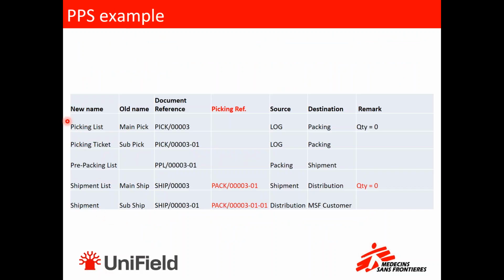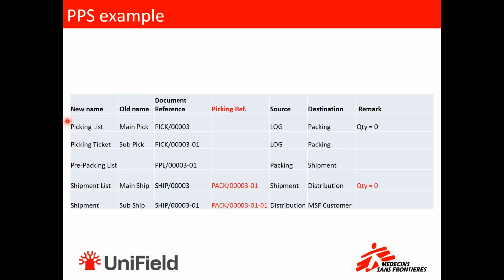Okay, so here I won't spend too much time on this, but this is an example with the different steps that you have in the pick pack ship and the different names. So the picking is done in 2 steps. You have actually 2 documents to process. A picking list first, and then a picking ticket. What's the difference between the 2? Well, thanks for the question, Robin.